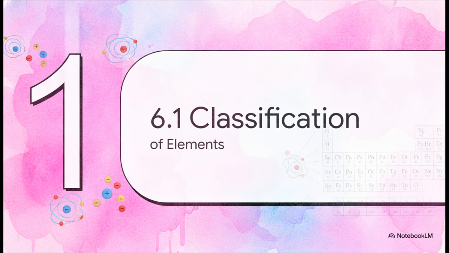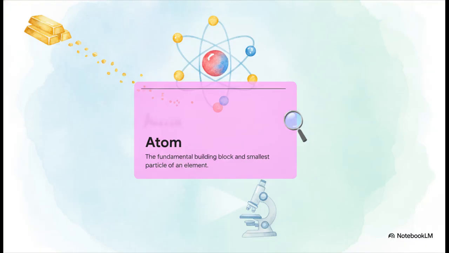Starting right off with Section 6.1, Classification of Elements. Okay, to really understand the universe, we have to start at the absolute smallest scale. We need to look at the tiny units that make up all the stuff we can touch and feel. The most fundamental building block, the smallest unit matter can possibly be broken down into, is the atom. Think about it like this. If you took a gold bar and kept cutting it in half over and over again, eventually you'd be left with a single atom of gold. It's so unbelievably small, you'd need a massive electron microscope just to see it. But crazy enough, that tiny indivisible unit still has all the exact properties of gold.